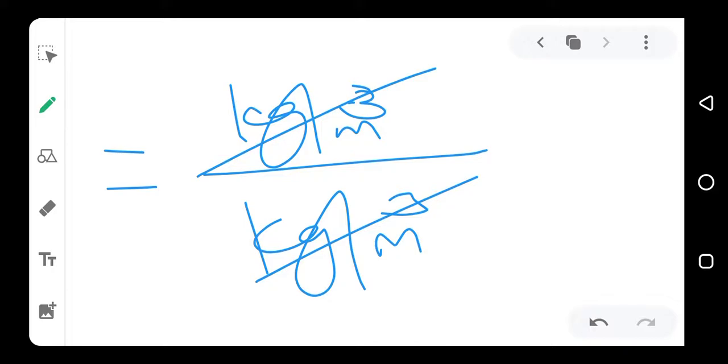So these are different ways we can express the relative density of a substance. One, we can express it in terms of the ratio of the density of the substance and the density of water, or the ratio of density of the substance and 1000, or the ratio of weight of the substance and weight of equal volume of water, or the ratio of mass of the substance over mass of equal volume of water.